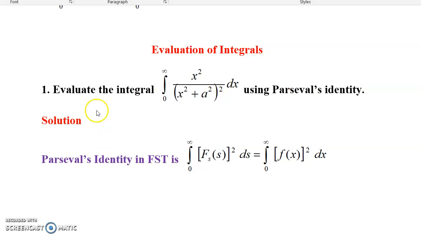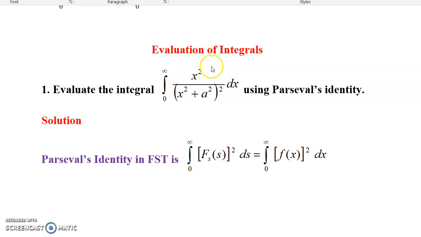Take the first one. Evaluate the integral 0 to infinity x square divided by x square plus a square the whole square dx using Parseval's identity. To begin with, let us analyze this integration, because in the previous class we would have studied how to evaluate such integrals using Parseval's identity of Fourier cosine transform. There you would have observed on the numerator there would have been only a constant 1 or some number, but here the difference is on the numerator we have a variable.